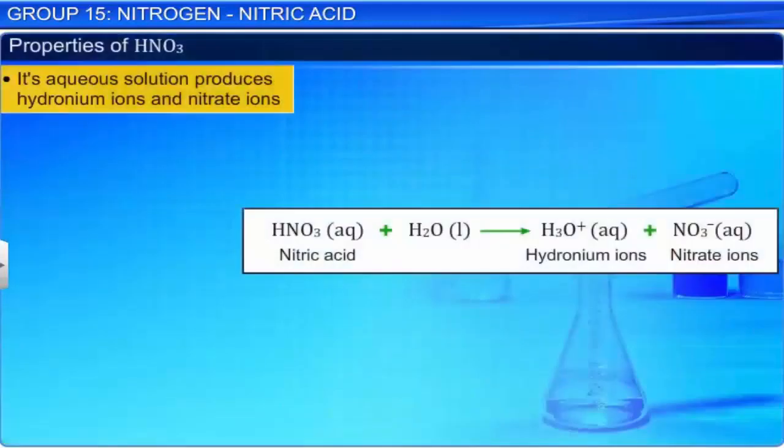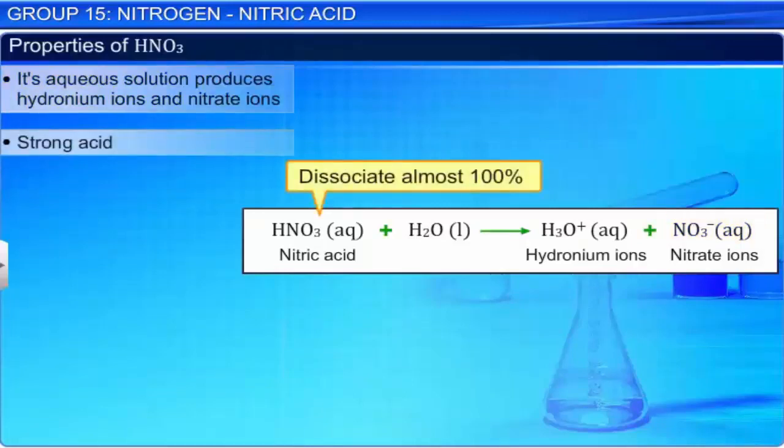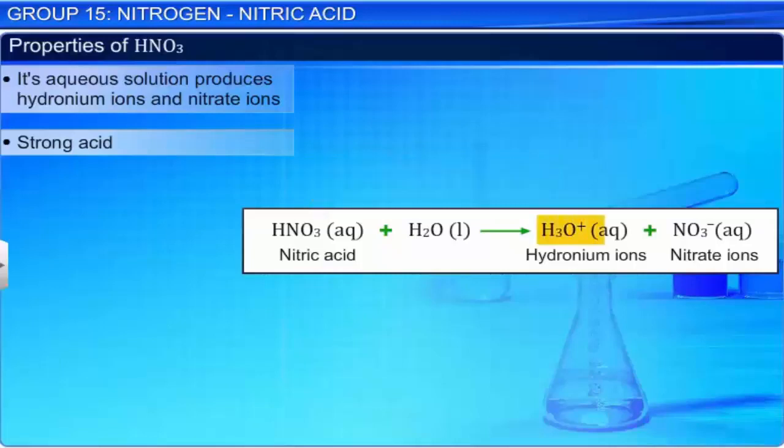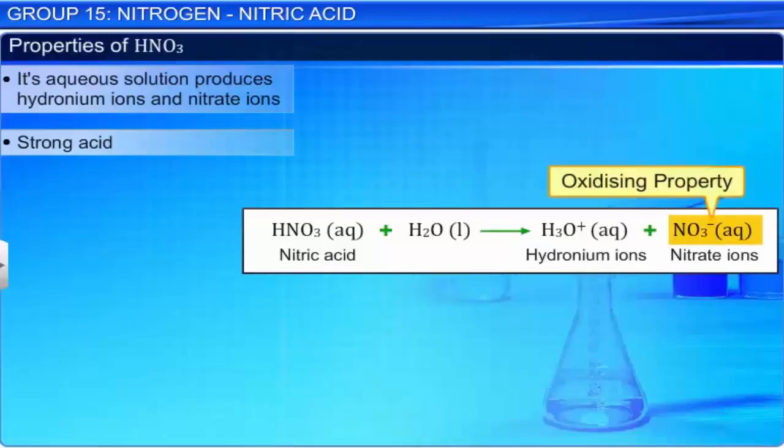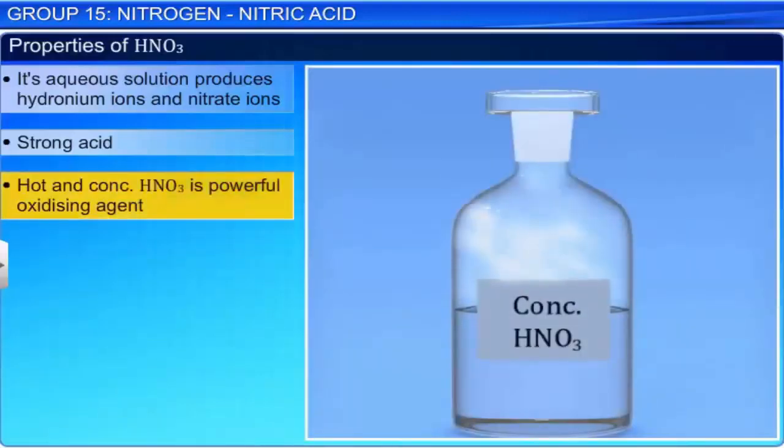An aqueous solution of nitric acid undergoes ionization to produce hydronium ions and nitrate ions. On account of its ability to dissociate almost 100% to produce hydronium ions, it is considered a strong acid. On the other hand, the nitrate ions lend the acid solution its oxidizing property. Moreover, hot and concentrated nitric acid acts as a powerful oxidizing agent.